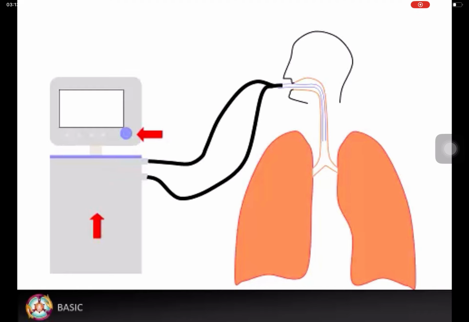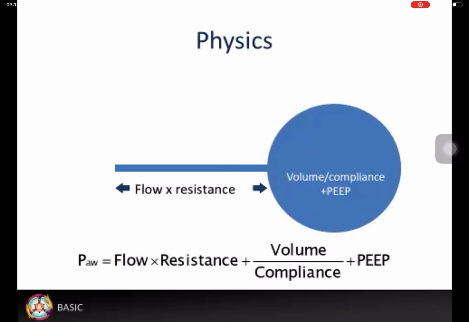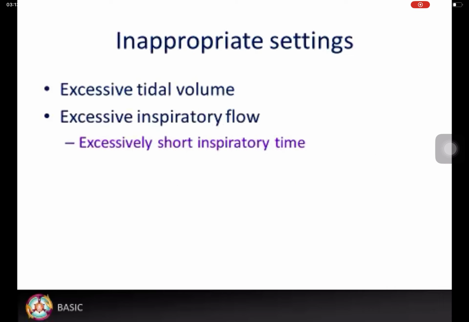Occasionally, high airway pressure is due to ventilator malfunction, but more commonly it is due to inappropriate settings. Remember that the peak airway pressure is determined by flow times resistance plus volume divided by compliance plus PEEP. Therefore, an excessive tidal volume or an excessive flow or an excessive PEEP will result in a high airway pressure. In many ventilators, flow is determined by the inspiratory time. An excessively short inspiratory time will result in an excessive flow and hence a high airway pressure.